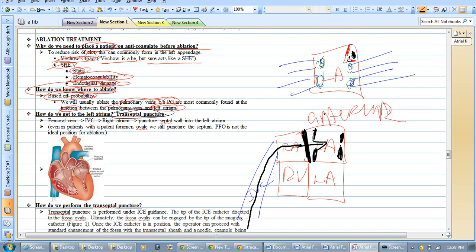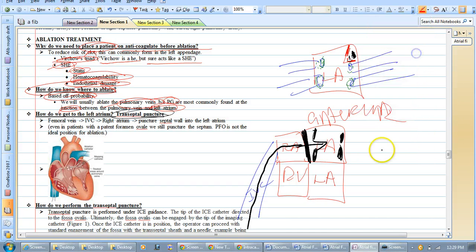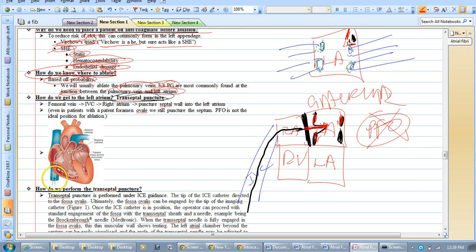One interesting thing to note is that even if a patient has a patent foramen ovale, or PFO for short, we actually don't use it. We want to place ourselves in a position that's going to keep us proximal to the pulmonary veins, and the PFO is not an ideal location. So if we go back to our diagram now, following this red pen, you can see we're going from the IVC to the right atrium, poking across. Now we can bring all of our equipment into the left atrium.